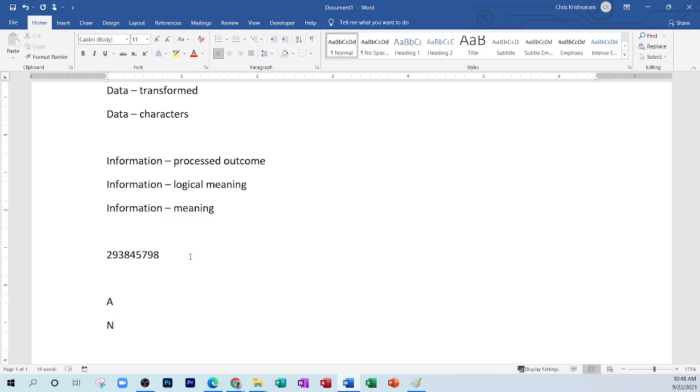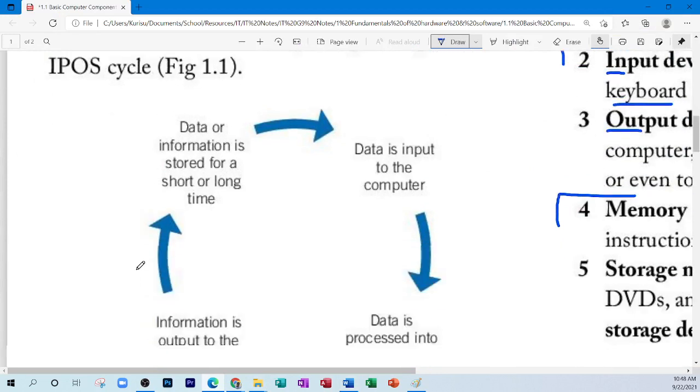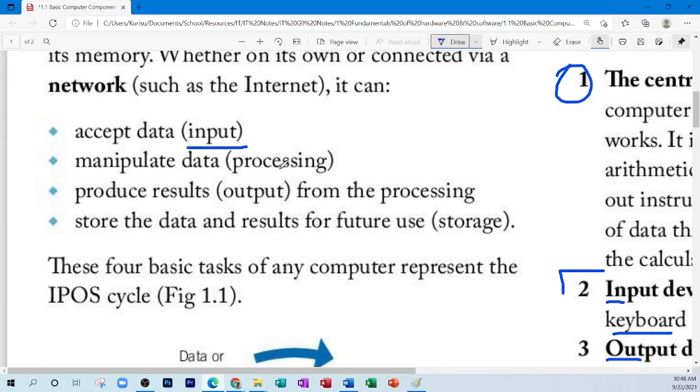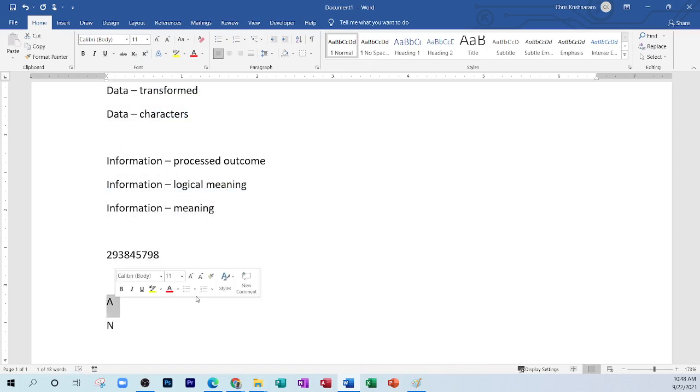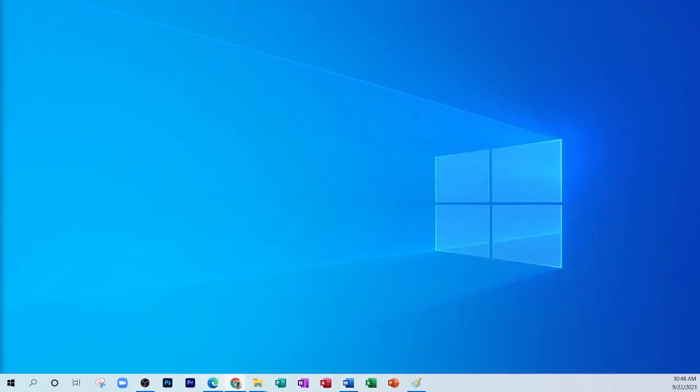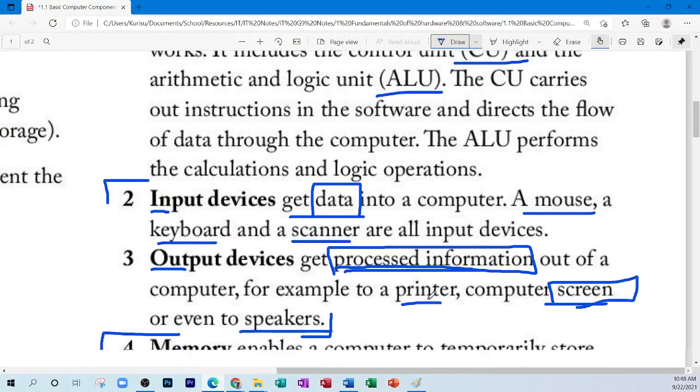So that is like data. You're looking at it, but you can't really understand what it is. It's not really making sense. So when that data gets processed, remember we're still talking about this IPOS cycle. When that data is input, it gets processed, we get an output now that gives us information. It gives us meaning. And that output is going to be the character, a letter A, a letter N, whatever the case may be. So information is what we humans can understand, what we can read. It has meaning.